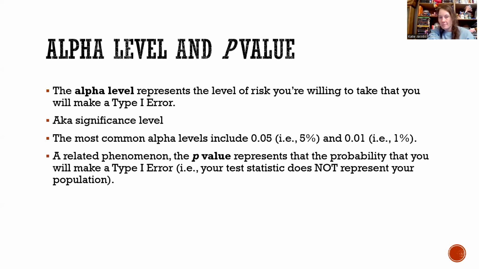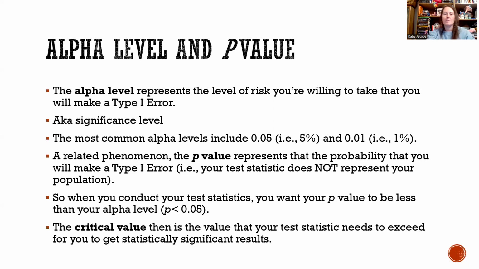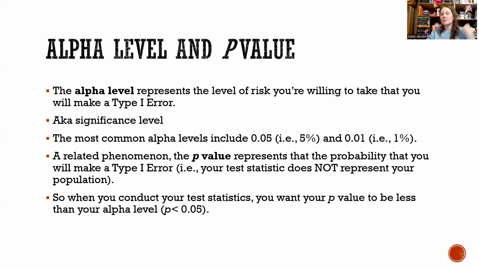A related phenomenon, a p-value represents the probability that you will make a type 1 error. So this is that our test statistic does not represent the population. When you conduct your test statistics, you want your p-value to be less than your alpha level. In this class, like I said, we're actually not going to calculate those p-values. We're going to compare our test statistic to a critical value. The p-value is associated with your test statistic. Your alpha level is associated with your critical value.